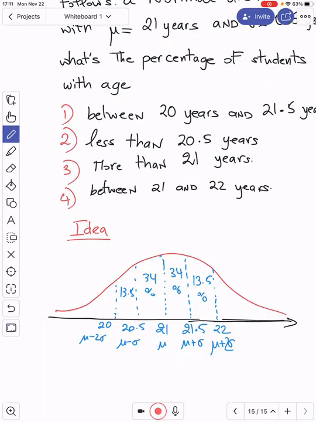And of course, you need to keep in mind that the mean divides the graph into 2 equal parts with 50% each, the area of each part. So this is also 50%.